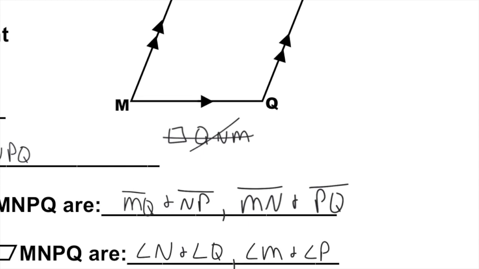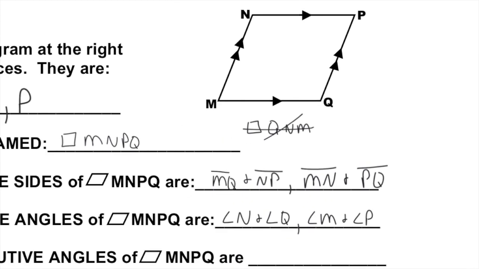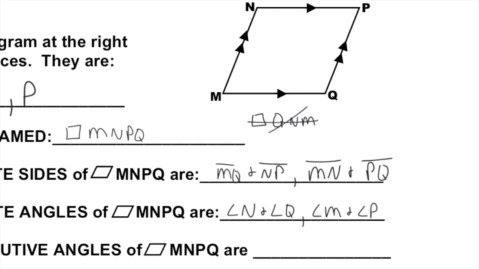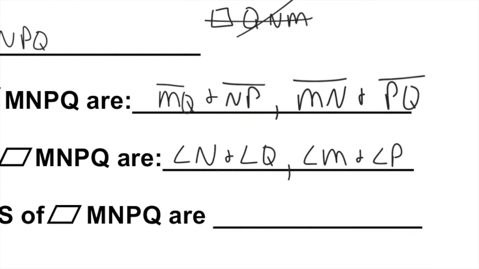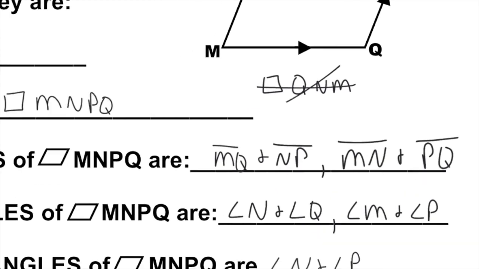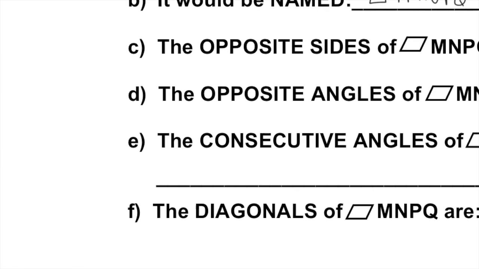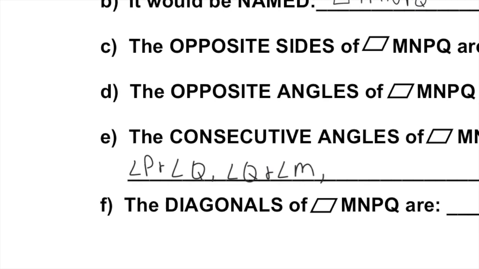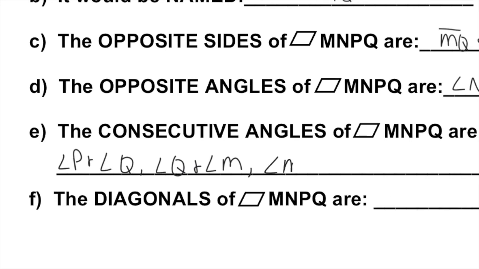All right. We also have consecutive angles, and this may be a little bit more tricky. These are angles that follow each other. Like, for example, one set would be angle N and angle P. So these two angles right there, they're consecutive. They're in an order. But we can also say angle P and angle Q. We have angle Q and angle M. Then we have one more set. It looks like angle M and angle N. So any two angles that are right next to each other are going to be consecutive angles.